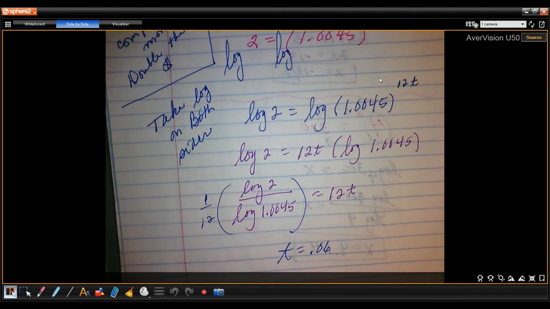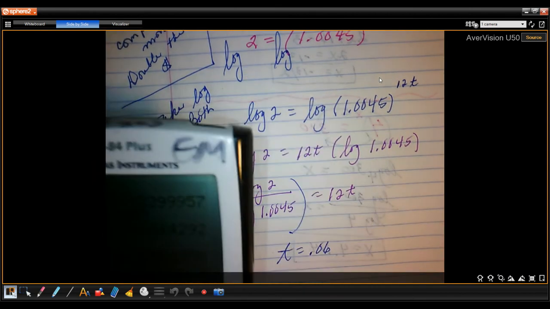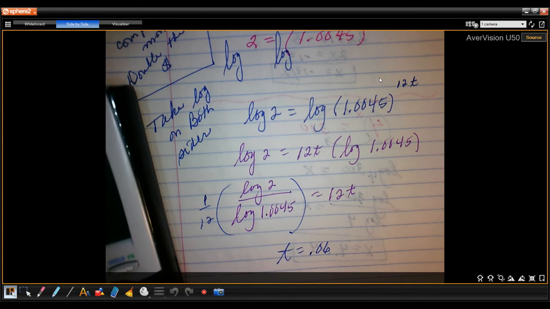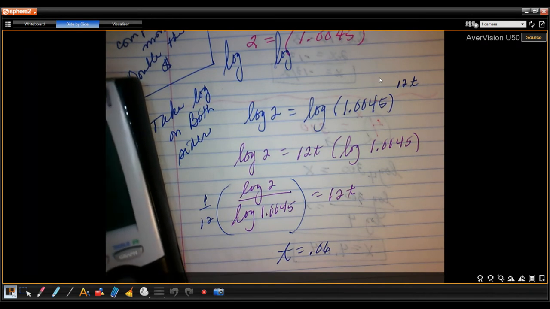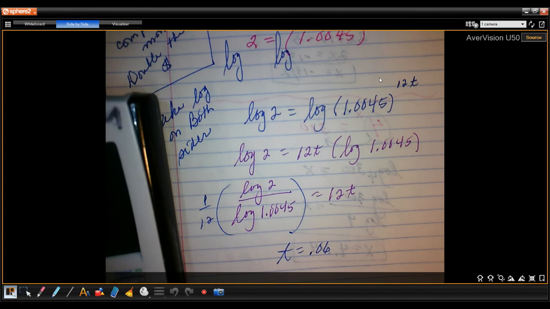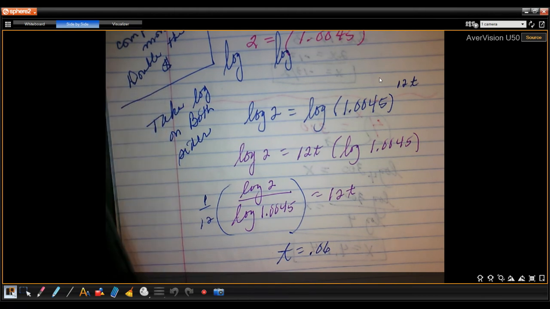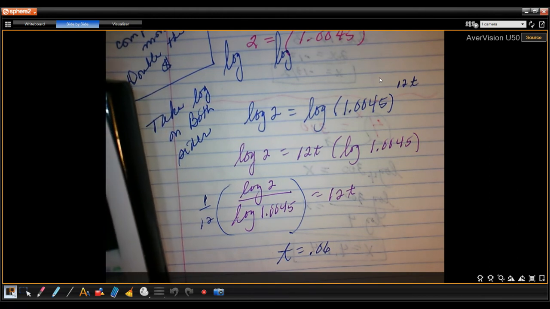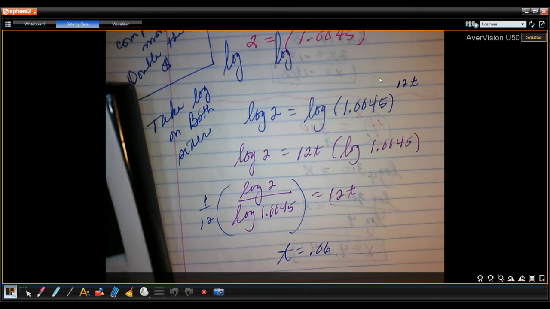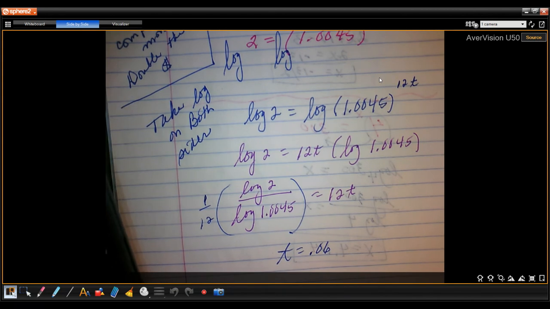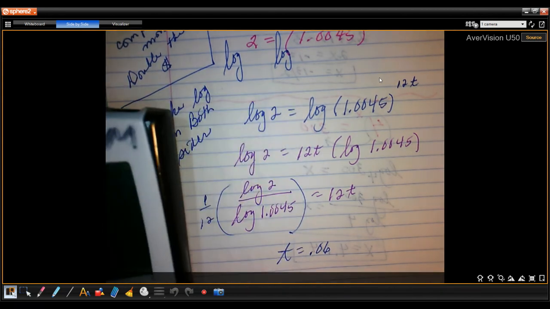So T equals 0.06, which does not make sense at all. So let me try that again. Log of 2. How do I know that doesn't make sense? Because there's no way you can double your money that fast. So log of 2 divided by log of, oh, I did times. Never mind, I just caught my mistake. 1.0045, and there we go, divided by 12.